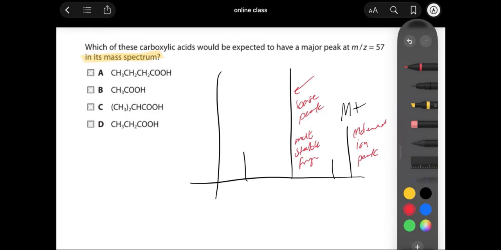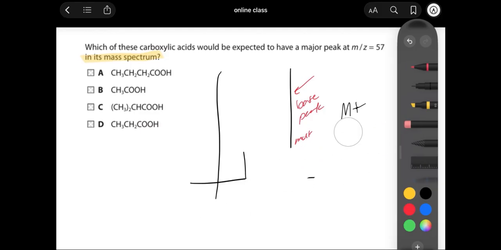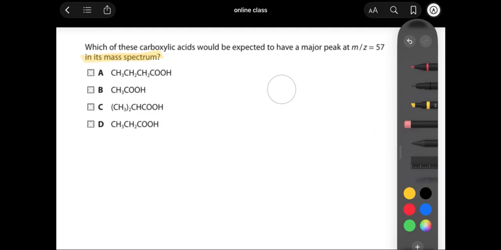Now in this graph, or mass spectrum, we're going to say which of these structures can give us a possible fragment at 57. I just want to give you the final answer in this case because we're going to do repetitive work, so you don't waste a lot of time. If we take the last one, which is the correct answer, CH3CH2C double bond O, OH.